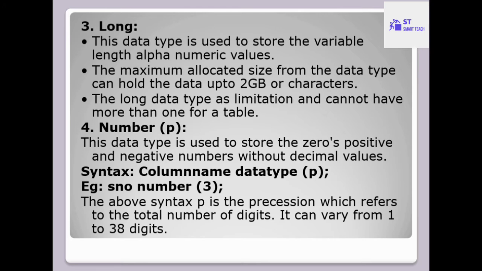Okay, next data type is number data type. So if you want to store positive numbers or negative numbers, then you need to use number data type. So here, only positive and negative numbers without decimal values, which means fractional values. Okay, syntax for number data type is column name, data type, next size. So here column name is s number, next it is number data type and the size of number is 3.